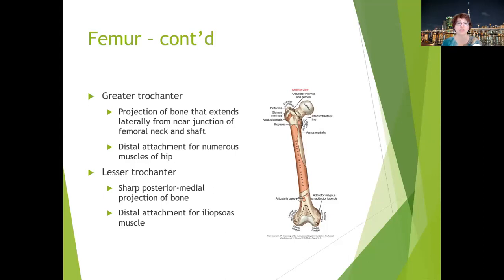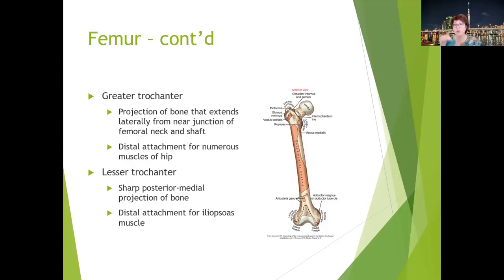The lesser trochanter is a sharp posterior medial projection of bone. It's on the medial side of the femur. So the greater trochanter is on the lateral side, the lesser trochanter is on the medial side. It's the distal attachment for the iliopsoas muscle.